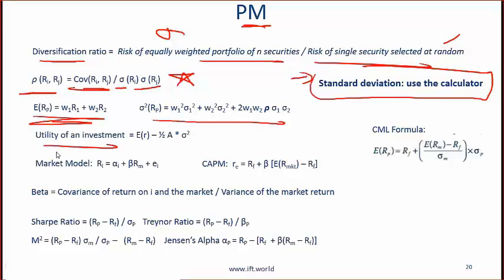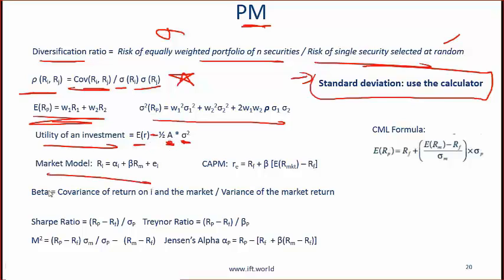All right, next, utility of an investment, that's the expected return minus half A times the variance. What's A? This is the risk aversion coefficient. The more risk averse an investor, the higher the A. And then this is the variance of the investment. Notice the minus sign. So the utility is less if the risk aversion is more and the risk is more.